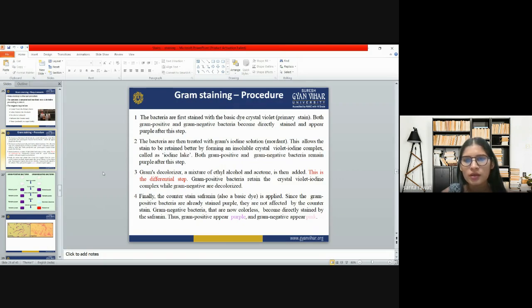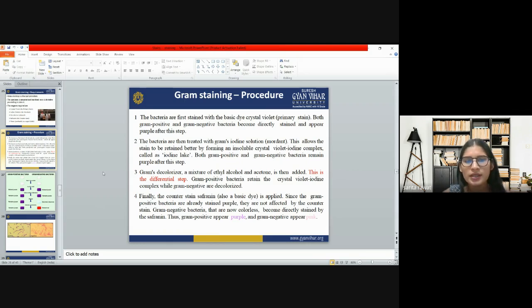Now, the procedure of Gram staining. First, the bacteria are stained with the basic dye crystal violet, that is our primary stain. Both gram-positive and gram-negative bacteria become directly stained and appear purple after this step. Then the bacteria are treated with the Gram iodine solution, that is our mordant. This allows the stain to be retained better by forming an insoluble crystal violet iodine complex called an iodine lake. Both gram-positive and gram-negative bacteria remain purple after this step.